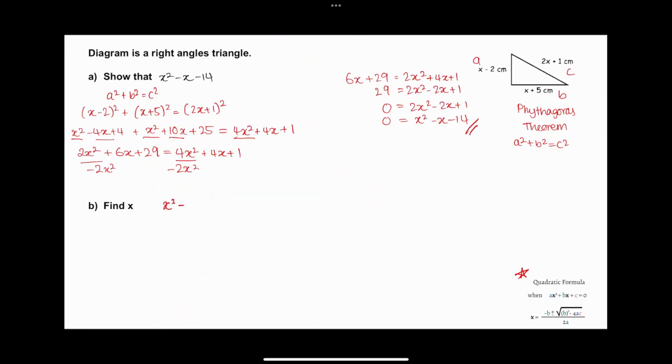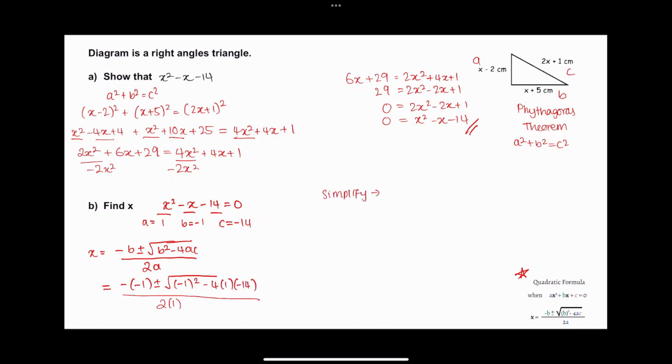Now, all you have to do is work out the value of x. Use the simple procedure that we have shown before, substituting into the formula and simplifying to find that x equals 4.27 and minus 3.27. It must be 4.27 because x can't be a negative number as it is a length.